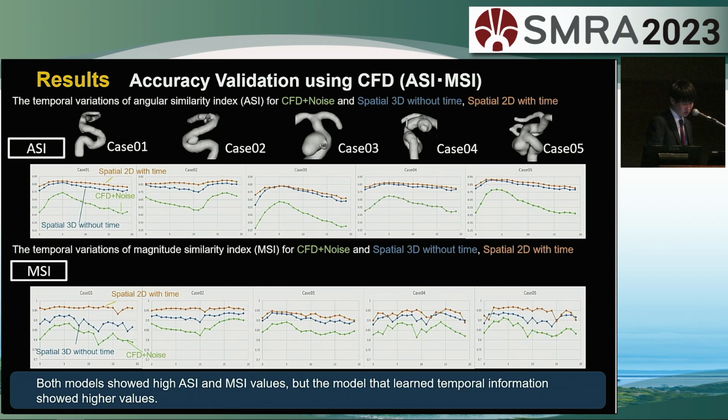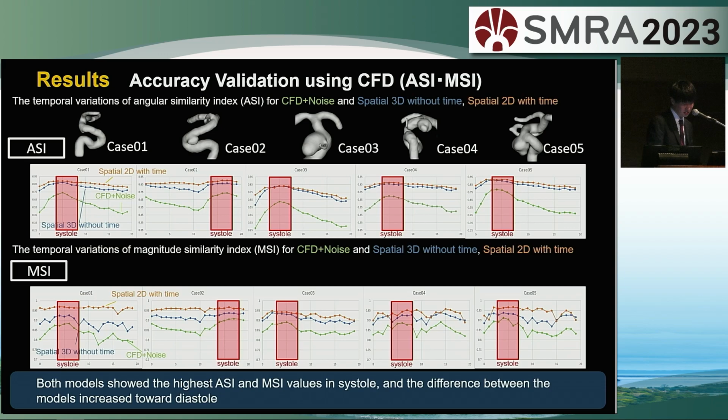These graphs show the temporal change in angular similarity index and magnitude similarity index. The orange line shows the results for the spatial 2D with time model. Both models showed high ASI and MSI values, but the model that learned temporal information showed higher accuracy validation values.